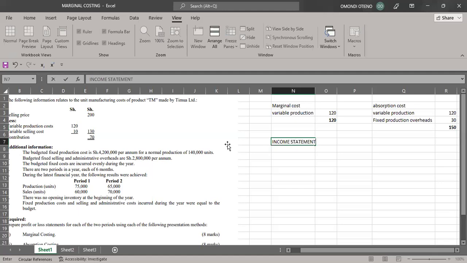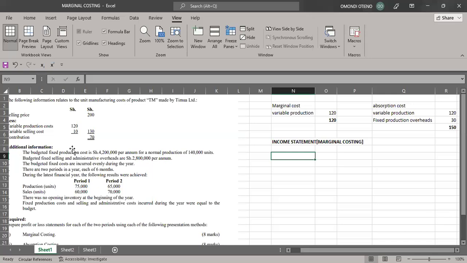Income statement under marginal costing method. Good. What we need to understand is, irrespective of the method you are going to apply, the revenue figure will not change because revenue is about units that have been sold multiplied by the selling price. So our revenue will not be affected in any way. What will be affected by the method is the cost of sales.